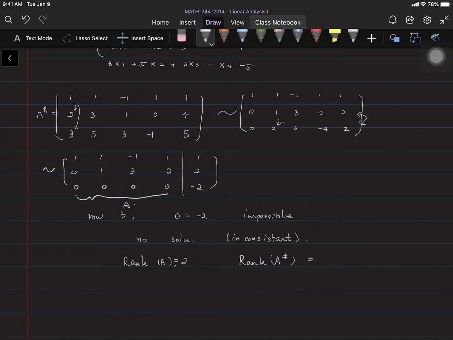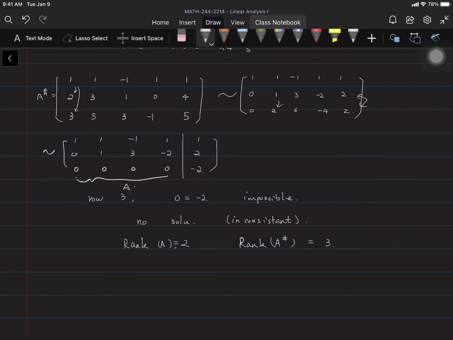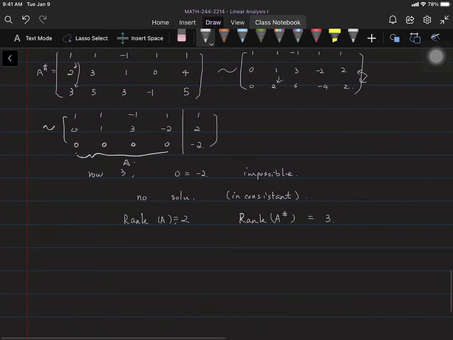Is that correct? But if we look at the rank of A pound, there's no zero row, so the rank is 3. So you can see, actually, when the rank of A is less than the rank of A pound, the system is inconsistent. We are going to have a conclusion at the end, but right now you can have a little bit of an idea. Next example.